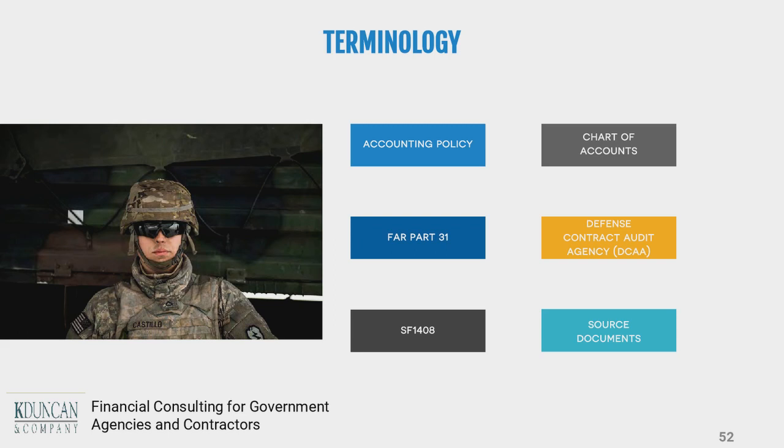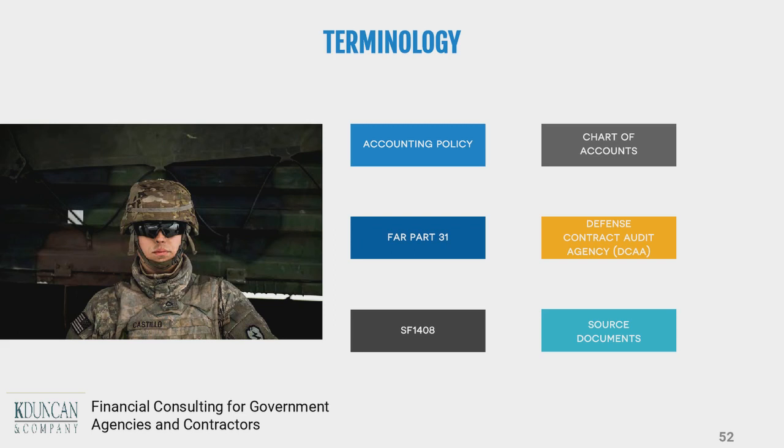And also relative to accounting systems, if your company's accounting system is being reviewed by DCAA, they will use the standard form 1408 as a basis for that review. And the 1408 is a checklist of the requirements that are needed in order for your system to be considered adequate. And the FAR says that in order for a contractor to be awarded a cost reimbursable contract, they must have an adequate accounting system.